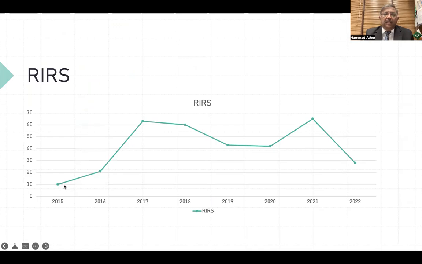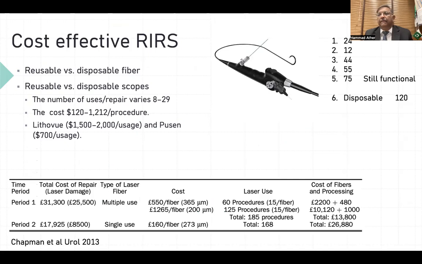it was introduced in 2015, and gradually the confidence increased. We were doing close to about 60 to 70 procedures per year with flexible ureteroscopy, and the majority of the time we used flexible disposable scopes. Now there is data about reusable versus disposable. Chapman's paper some years back indicated that the disposables are more cost effective, and this is in a US setting, in the Western world setting.